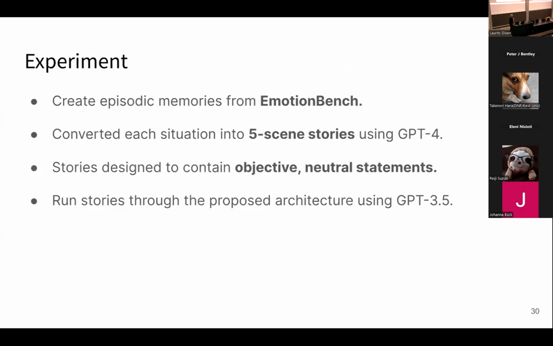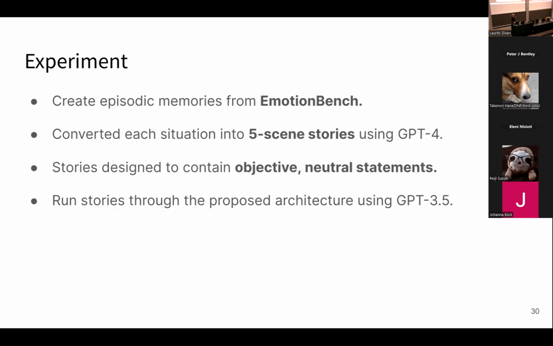So we proposed an experiment where we took situations from EmotionBench. EmotionBench is a benchmark with situations that came from psychology papers, and in the EmotionBench paper they used an LLM to rate the emotional response in these situations. But we wanted to create episodic memories that we could feed into our architecture, so we turned each situation into a 5-scene story using GPT-4.